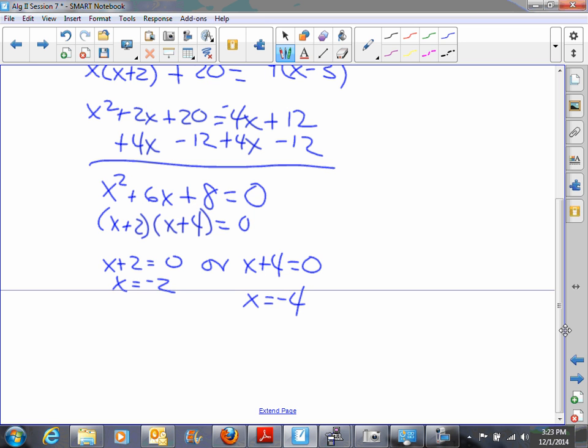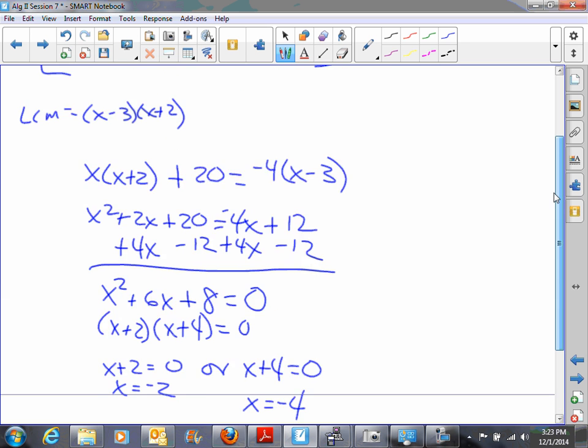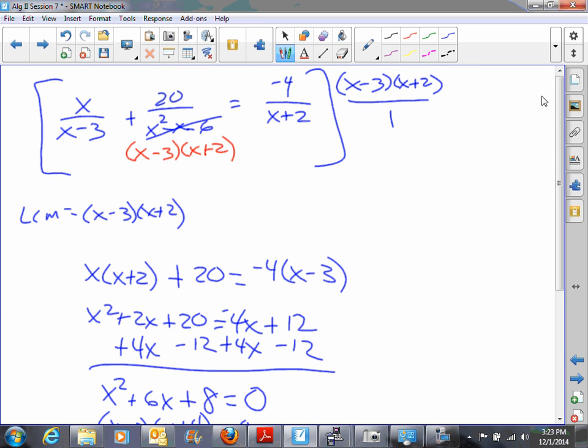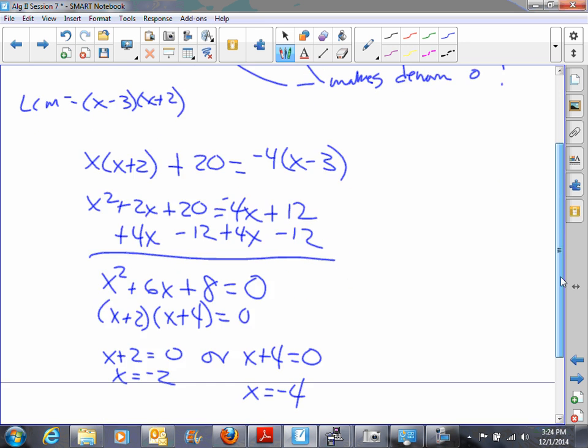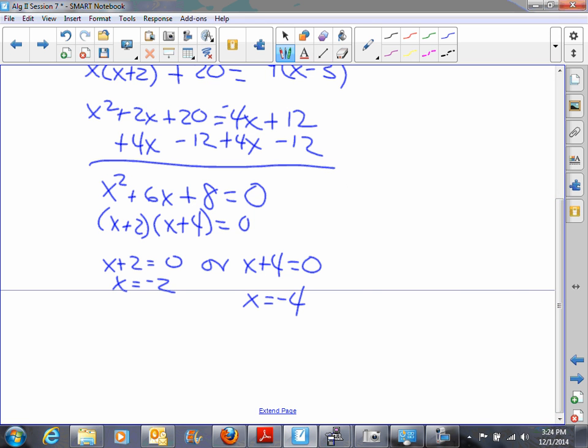Now, if we go back and look, do either negative 2 or negative 4 make any of the denominators 0? Well, negative 2 does make this one 0. It actually makes this one 0 as well. So we have to get rid of the x equals negative 2. It's an extraneous solution. So the only solution to this equation is x equals negative 4.